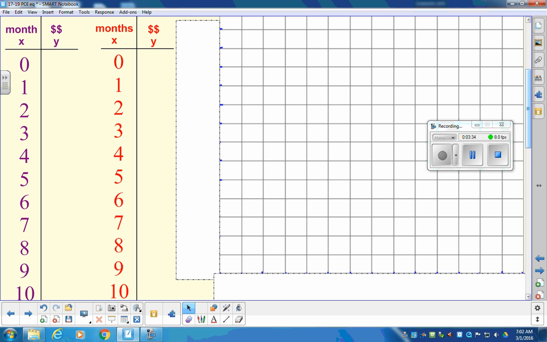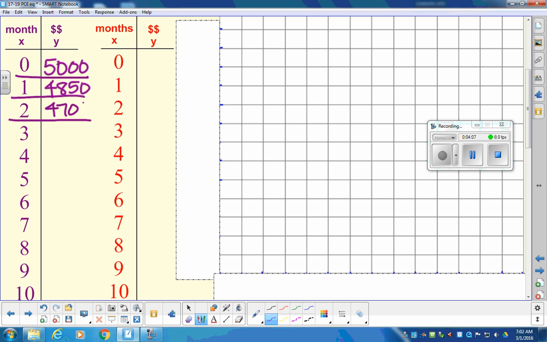Okay. So let's talk about you first. At month 0, when you first open up your account, how much money do you have in your account? You should be saying $5,000 is your beginning amount at month 0. Each month, you're going to take out $150. So at month 1, you're going to lose $150, which means you have $4,850. At month 2, you lose another $150, so now you have $4,700. We're just subtracting off that slope of 150 every time a month goes by.